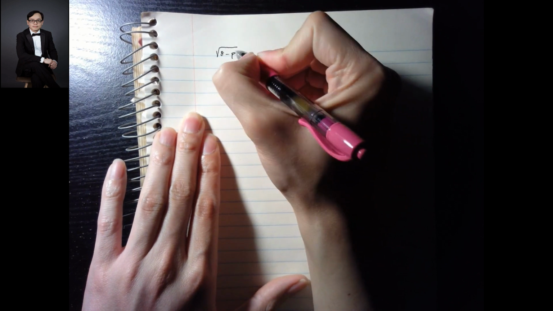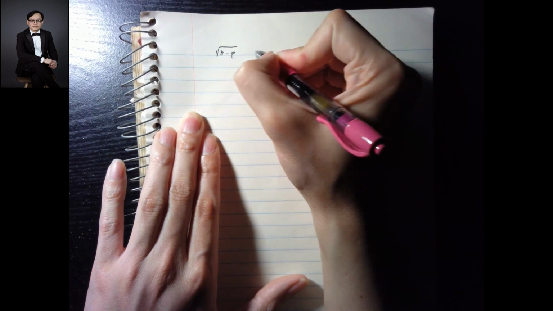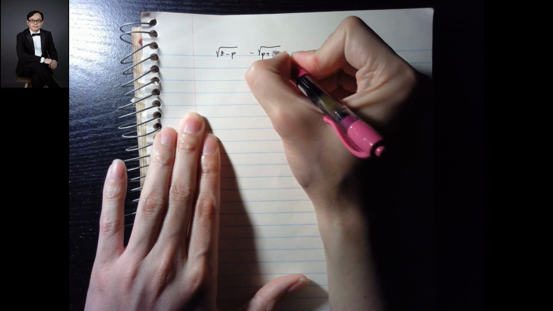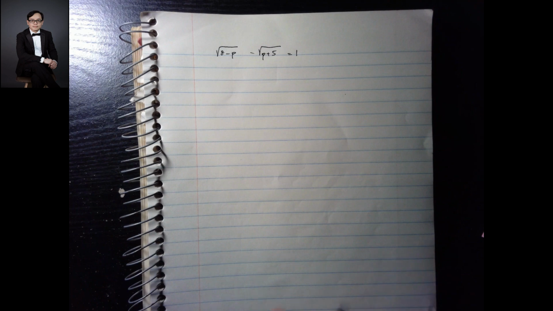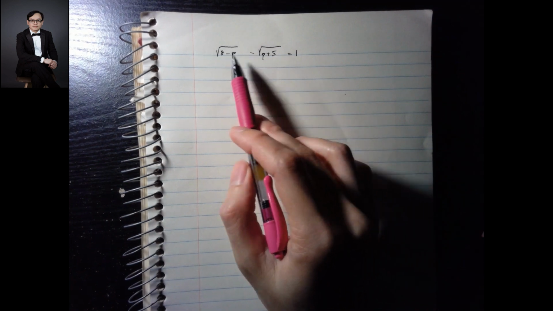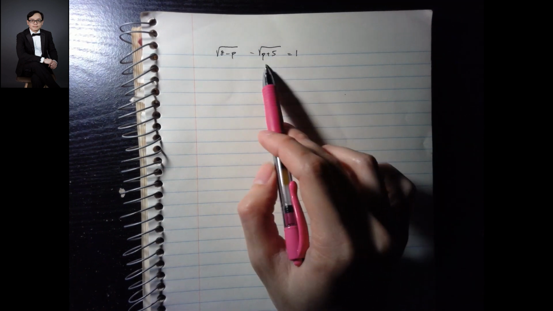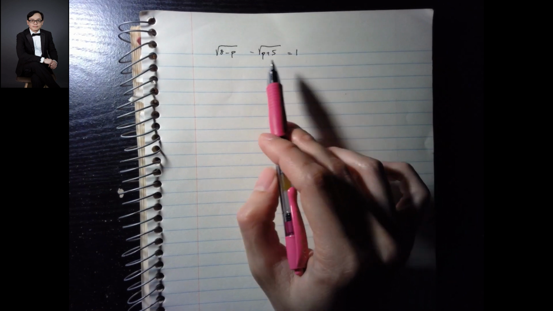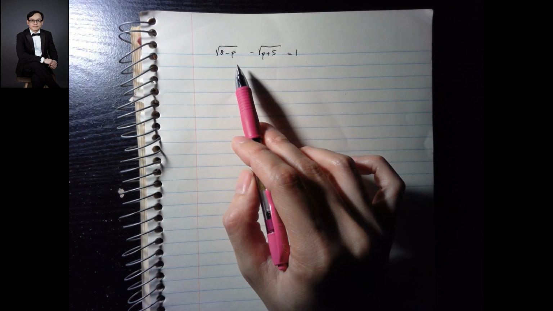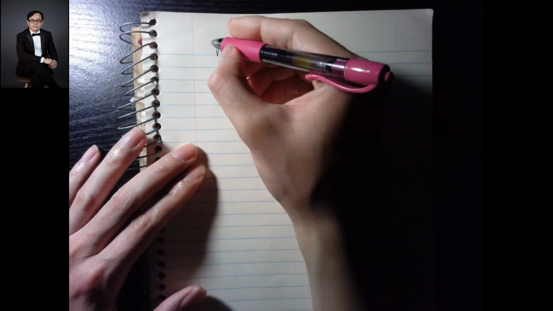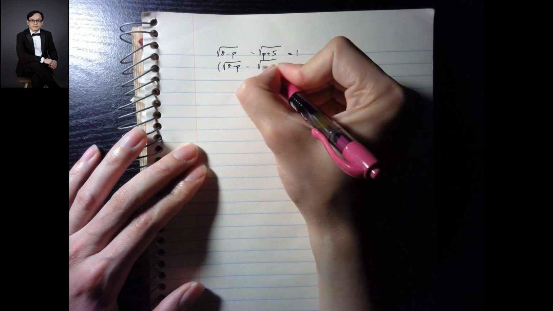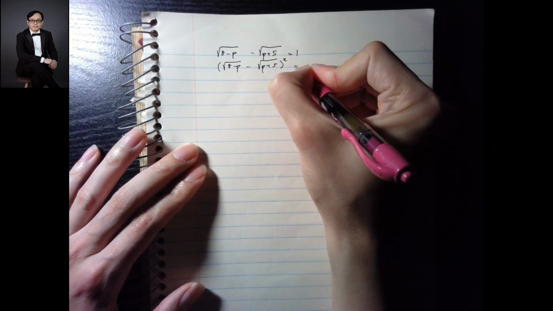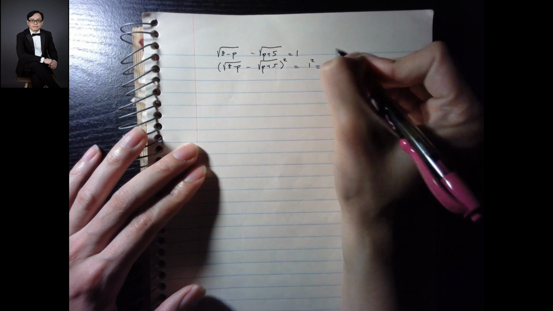So let me rewrite it. So the square root of 8 minus p, minus the square root of p plus 5, equals 1. So instead of having each radical on each side of the equation, I can start squaring from here. I can square both sides from here. So if I just go ahead and square both sides, the square root of p plus 5 squared equals 1 squared equals 1.